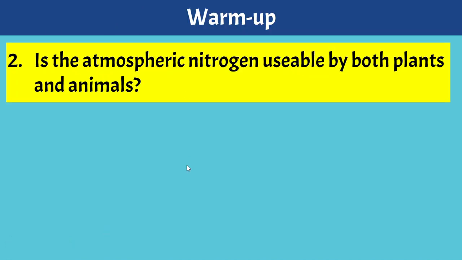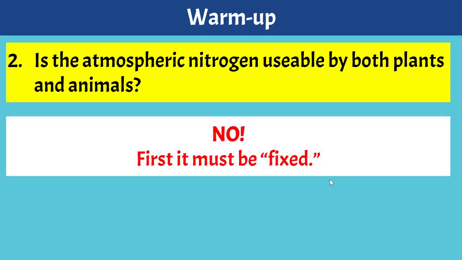Is the atmospheric nitrogen usable by both plants and animals? The answer is no, we can't use that nitrogen until it is fixed or changed. Remember, that means that we have to break apart those 2 nitrogen atoms, and they are held together super strongly by a triple bond. So we cannot use nitrogen directly from the atmosphere, and plants can't either.